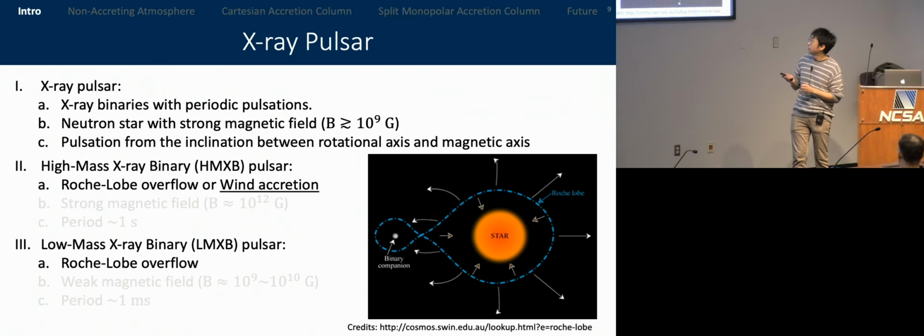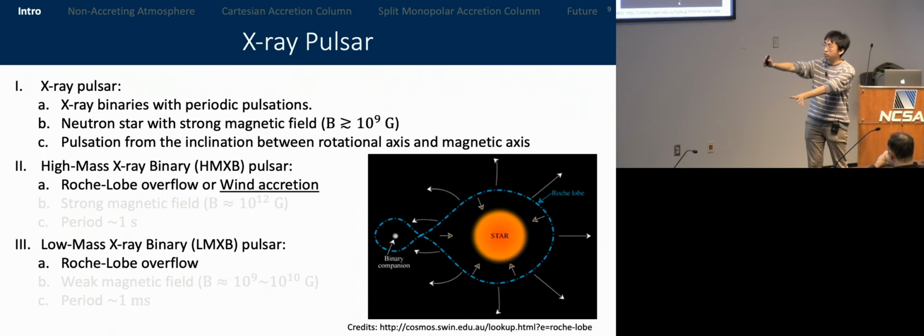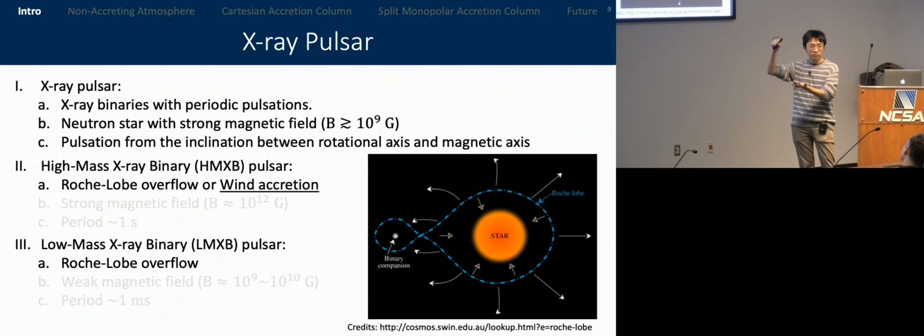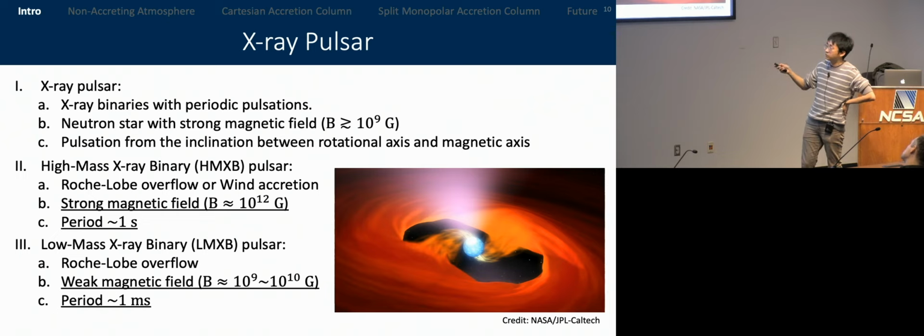The other way it can accrete is wind accretion, because for a massive star you have tons of stellar wind. Therefore, this wind can be so strong that it just blows directly all the way to your binary companion, and then it can be captured by the magnetic field and fall onto the neutron star, forming an accretion column, which I'm going to talk about later. So this is the other way. And the typical statistics of these objects is that most of these sources observed are high mass X-ray binaries and fewer are low mass X-ray binaries.